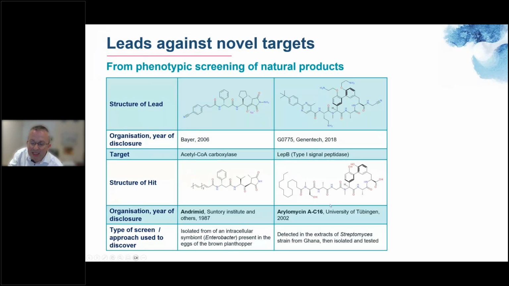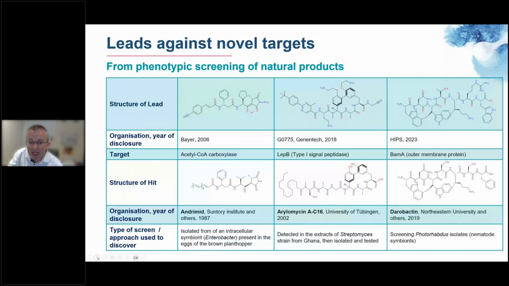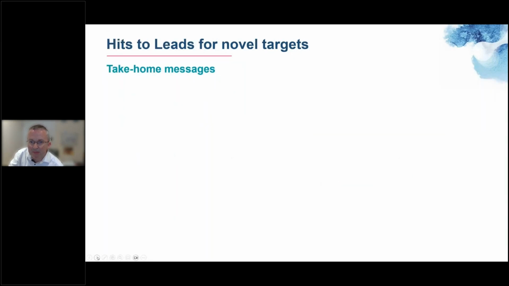Also the arylomycins, these interesting bisphenol macrocycles were very interesting, taken on by Genentech to form interesting leads and maybe clinical candidates as well against the LEP-B target. Indeed, darabactin was reported as a natural product from an unusual source, which inhibits the BAM-A protein, and indeed several researchers are now developing more potent analogues of that natural product.